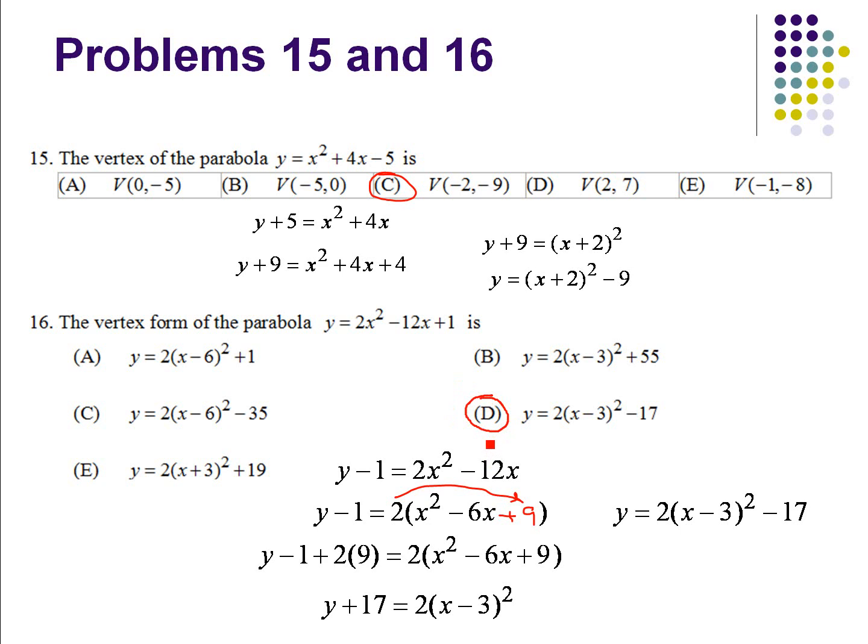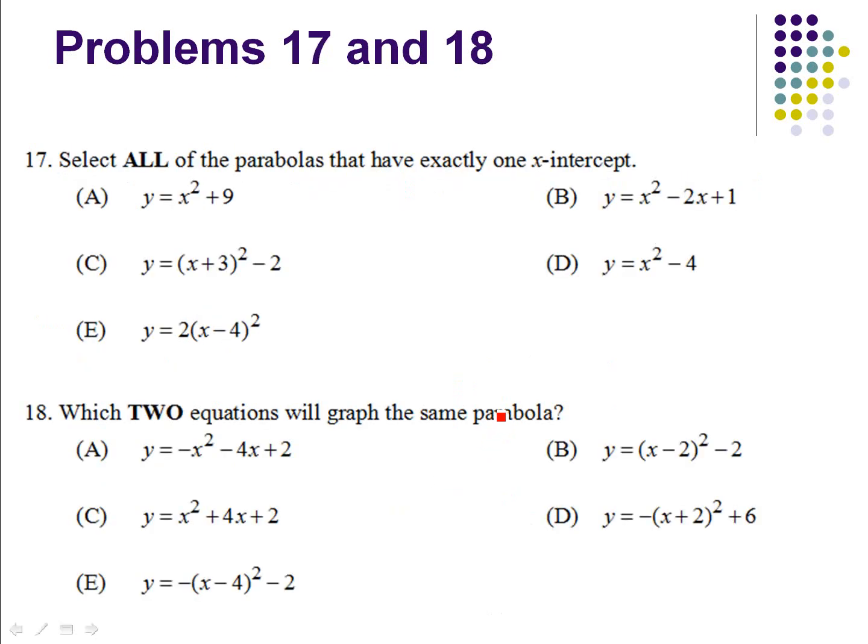Okay, question 17. Find the parabolas that have exactly one intercept. Well, the easiest way to think about it is this is our general form of parabola. So we're going to have only one intercept if the parabola has not been shifted up or down. So that means this term would equal 0. So you're not going to see a k term. So if I notice that, I know immediately that E only touches one spot.